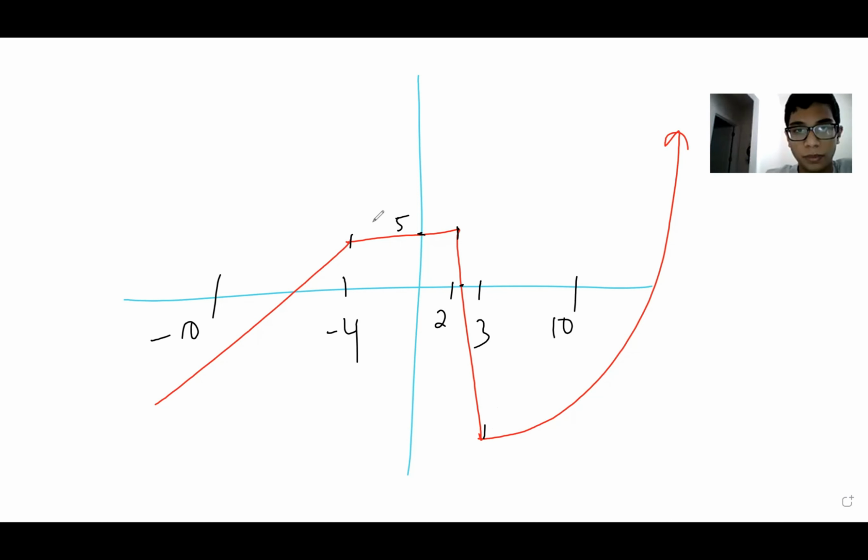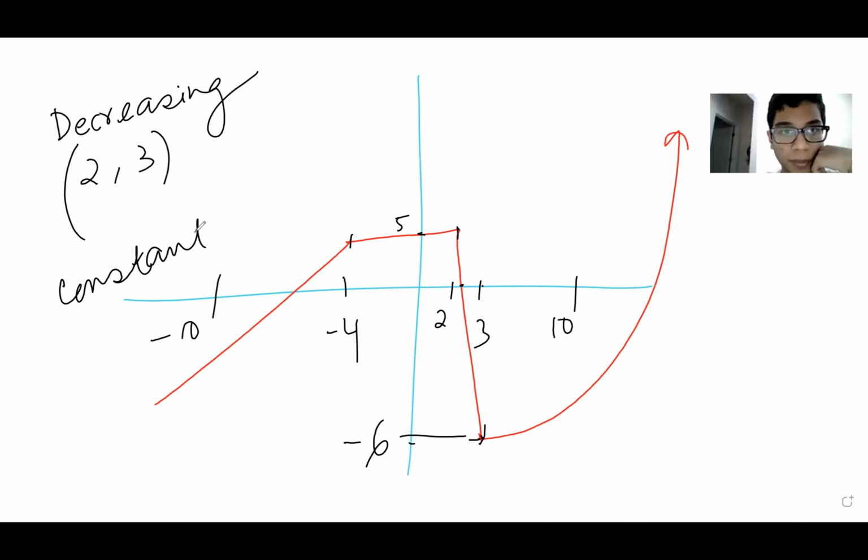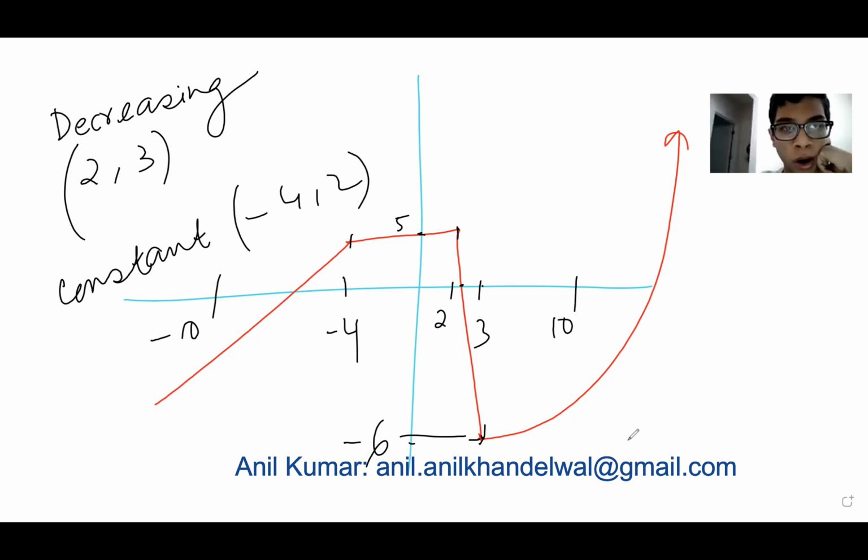Now you tell me from the given diagram, where is it decreasing? From 2 to, wait, this point is 3. So from 2 to 3, right? So it is decreasing in the interval from 2 to 3, correct? So when is it constant? From -4 to 2. Right. Now you need to tell me where is the maximum rate of change?